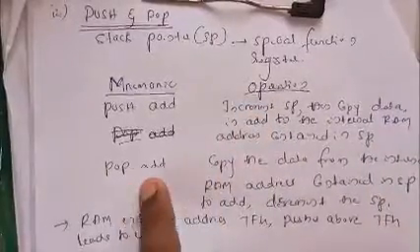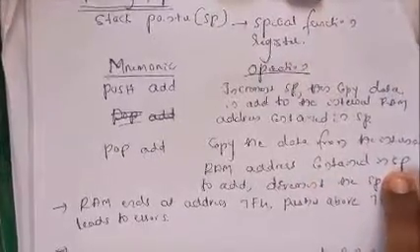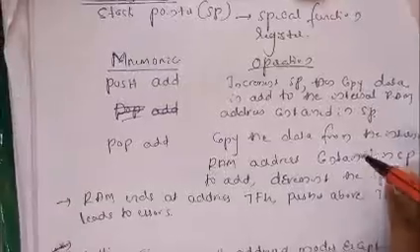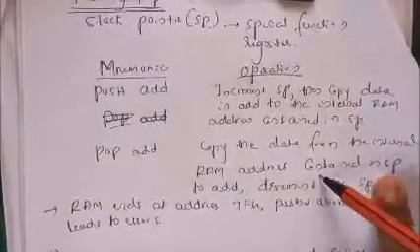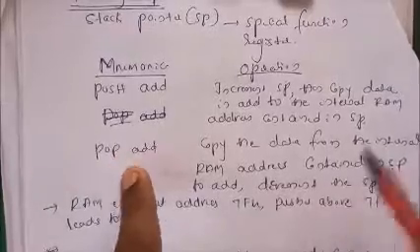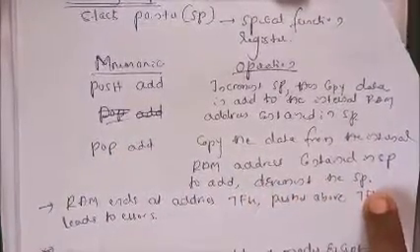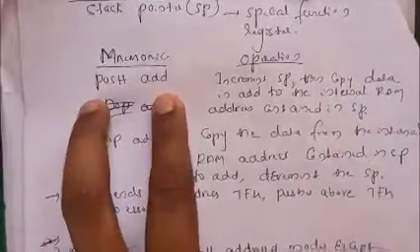So here what will happen: copy the data from the internal RAM address contained in the SP. That means whatever the address was there previously, from that respective address it is going to copy the data to the add here. Later it performs the decrement of the stack pointer.